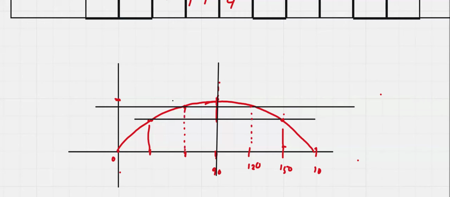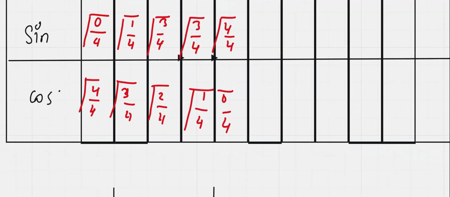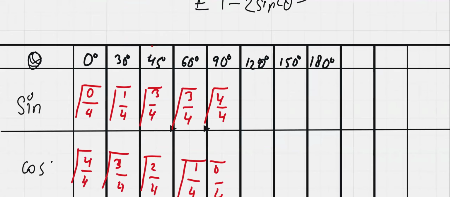So I can do one thing: 30, 60. Instead of 150 degree, I can put the value of 30, right? I will go to 150, I will put the value of 150 as 30. 30 is nothing but 1 by 2. Clear? For 120, it is 60 degree, so root 3 by 2. For 180, you can see that is 0. So 0. Clear till here?